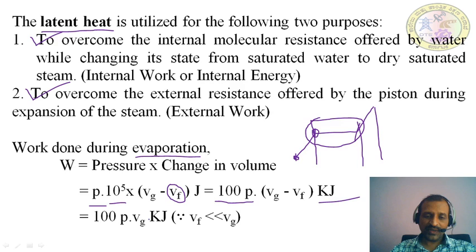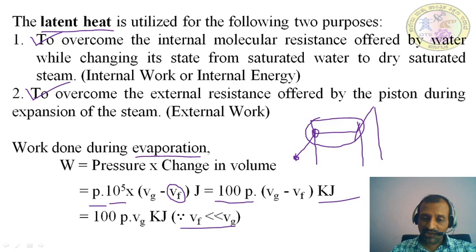If the condition is given that Vf is very much less than Vg, so the initial volume is very small compared to the final volume, then the initial volume is neglected. When you neglect the initial volume, Vf becomes 0, and it remains as Vg. Because of that I have written Vg only, leaving Vf, right? 100 P Vg kilojoule. This is the work done during the evaporation phase.